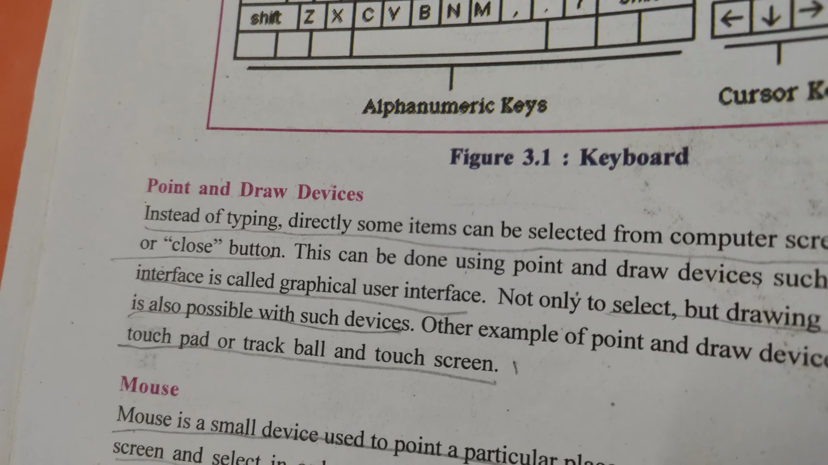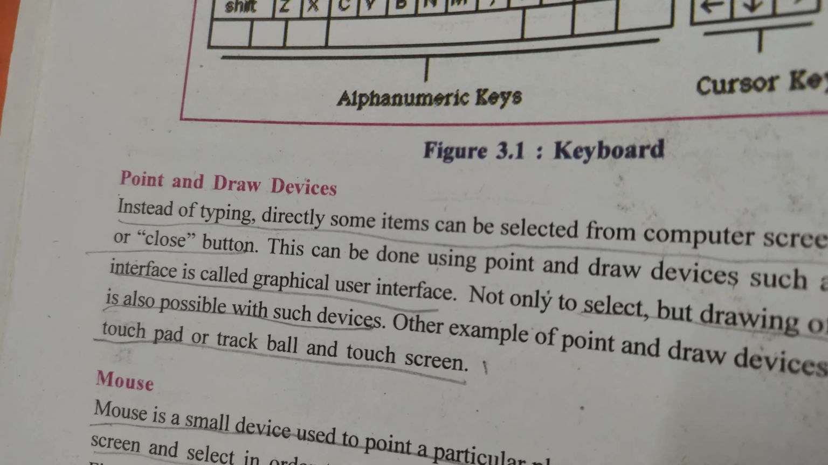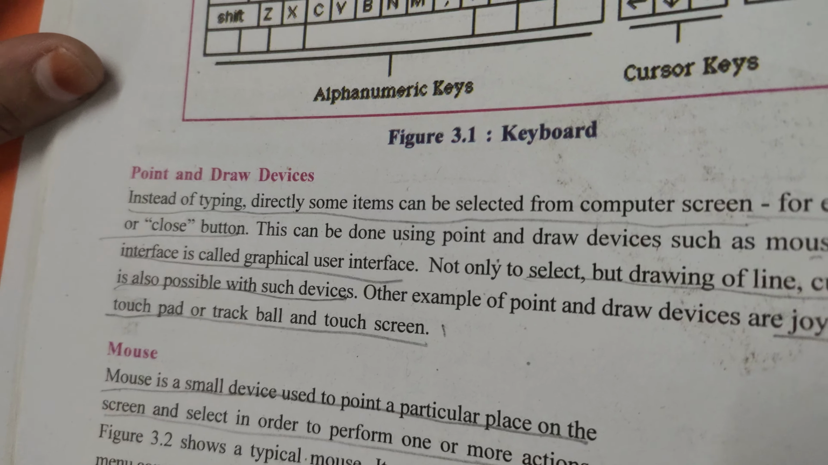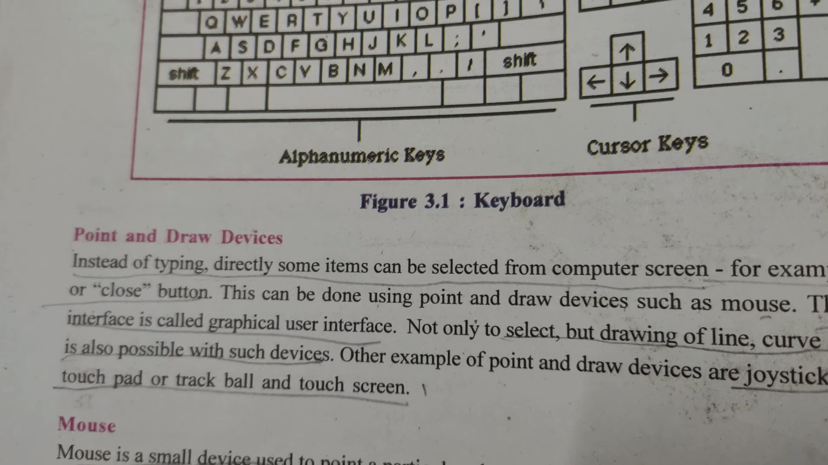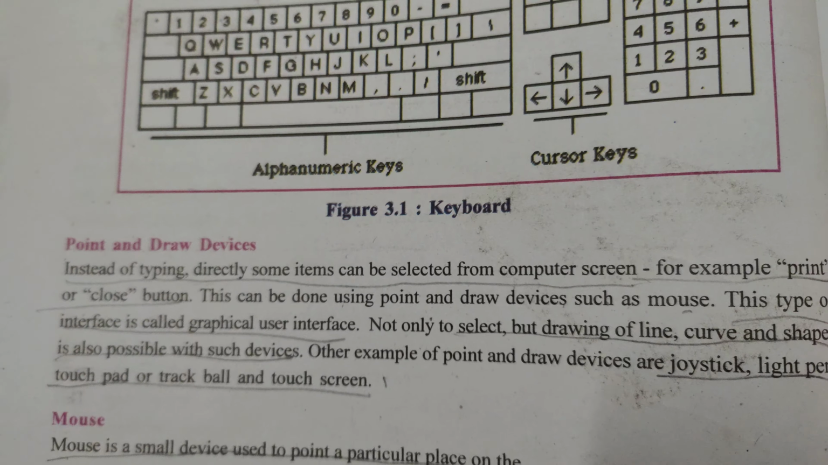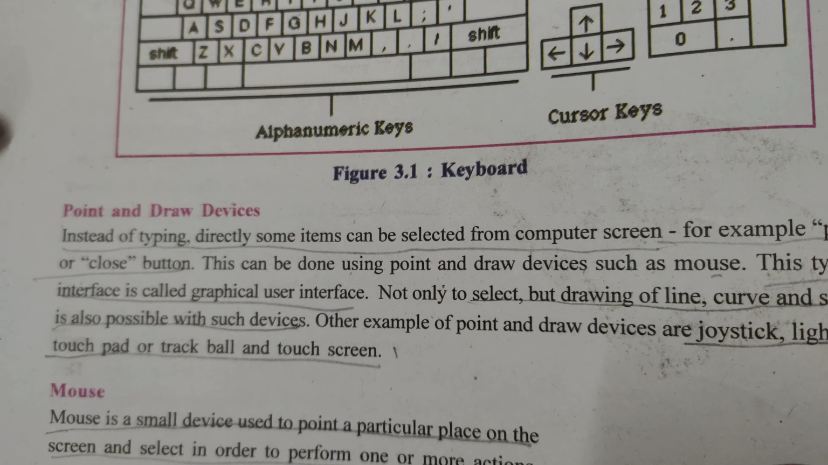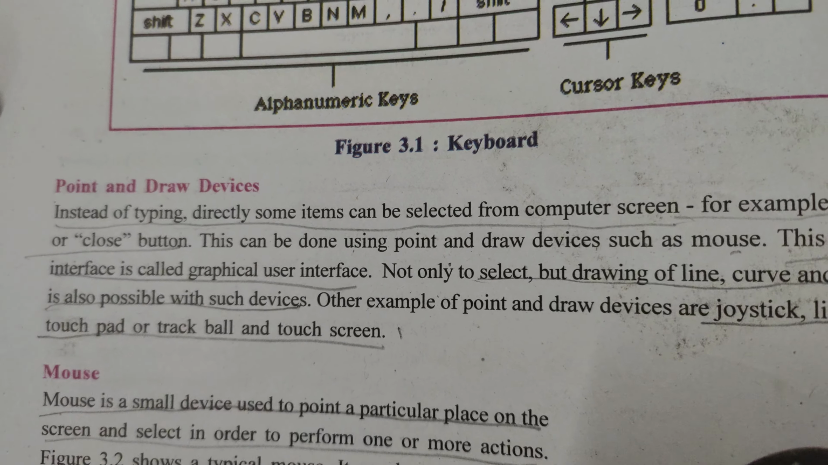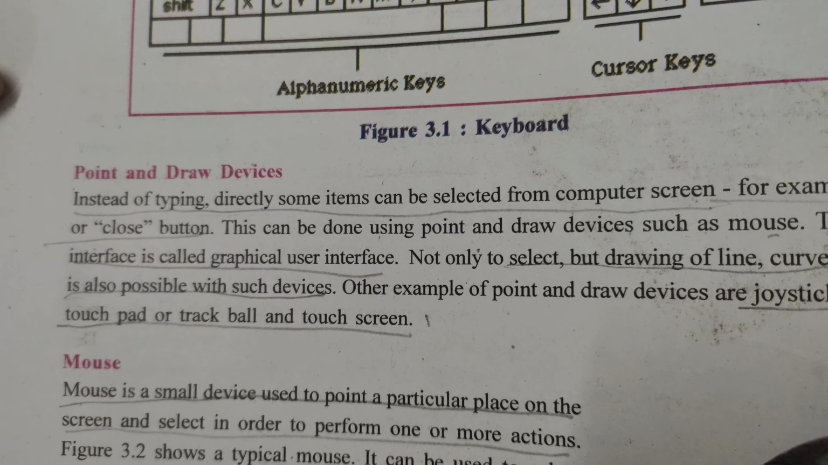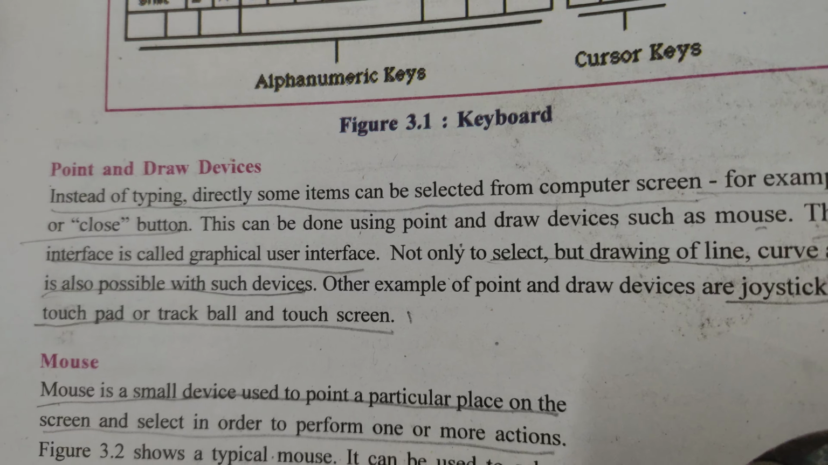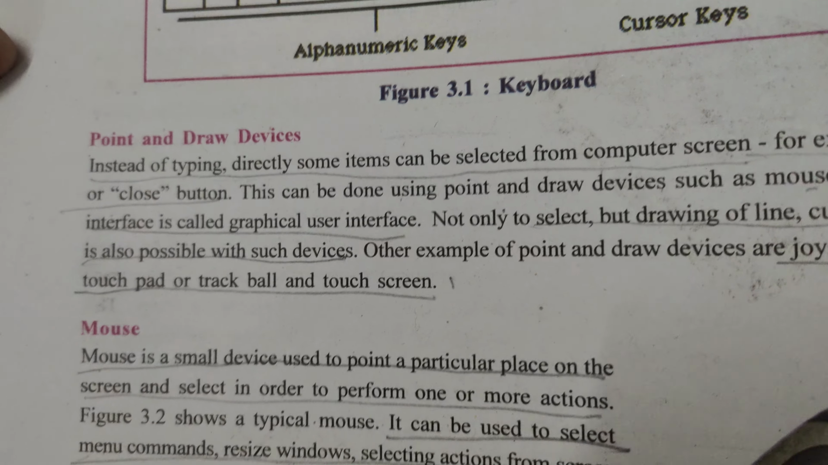Next is the point and draw device. I told you point and draw is used in Word and Paint, where we have to paint anything. Instead of typing directly, sometimes some items can be selected from the computer screen, like symbols, square, rectangle, circle. We can select and customize whatever we want. For that we use the cursor for the point and draw key. Point, and afterwards we can draw from that point.